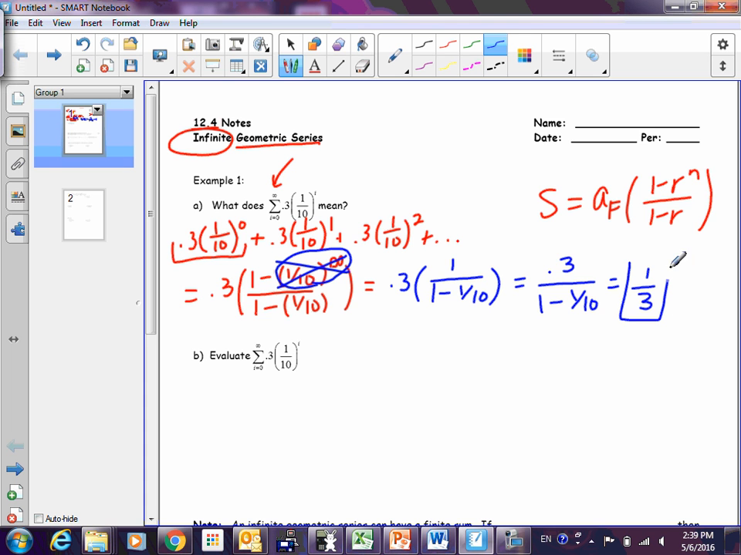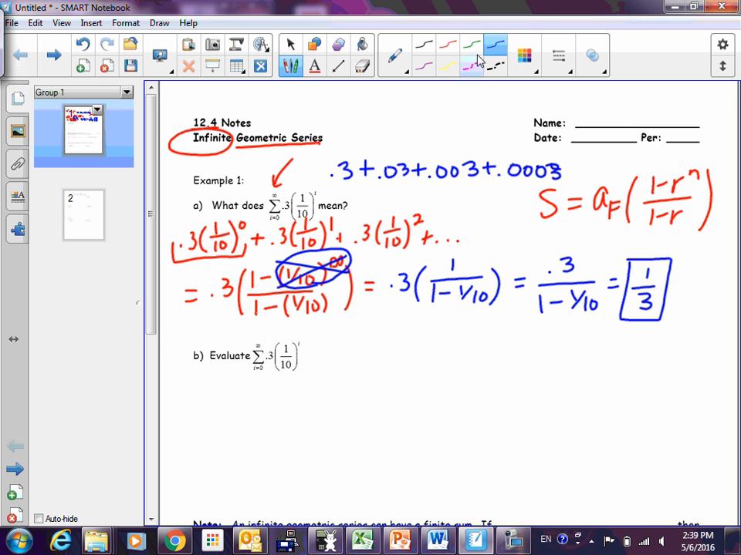So what ends up happening here, in this particular problem, the first term ends up being 0.3. The second term ends up being 0.03. The third term ends up being 0.003. And the next term, and so on. Okay, I'm spending a lot of time on this because I want you to understand how this works. If you understand how it works, you remember.